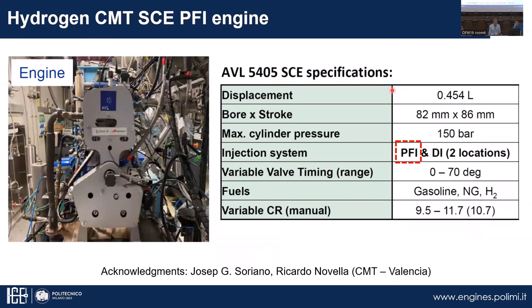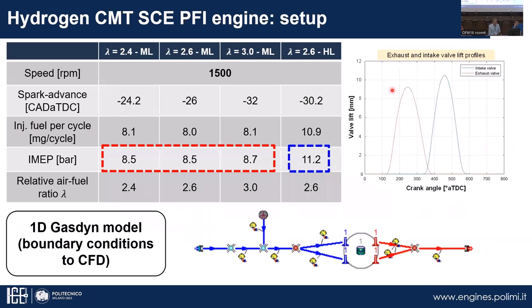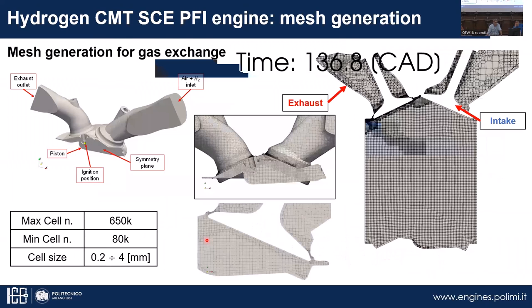We have performed a simulation on a single cylinder engine, which is tested at CMT in Valencia. In particular, we have evaluated at constant speed the effect of the relative air-fuel ratio at constant load and the effect of the load at constant relative air-fuel ratio. Also, we have simulated with our 1D in-house code the full engine to provide suitable boundary conditions at the intake and exhaust of the CFD domain.